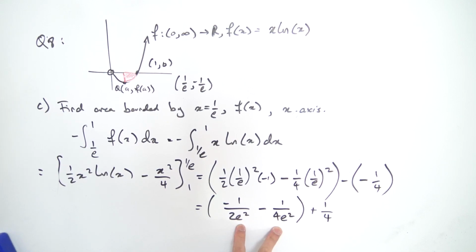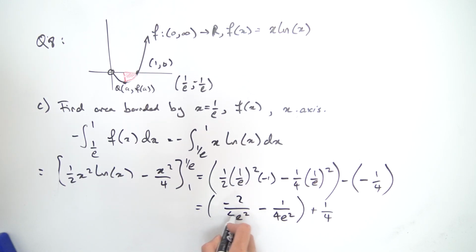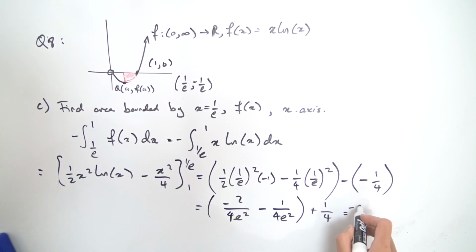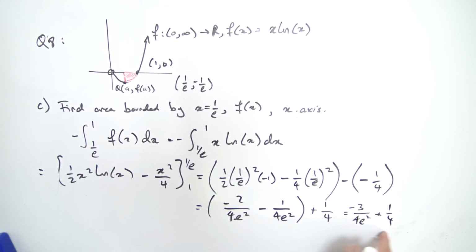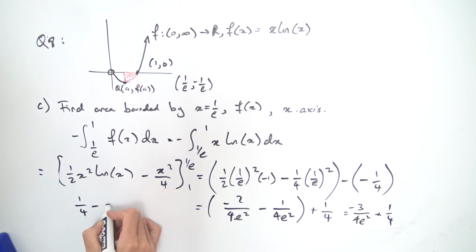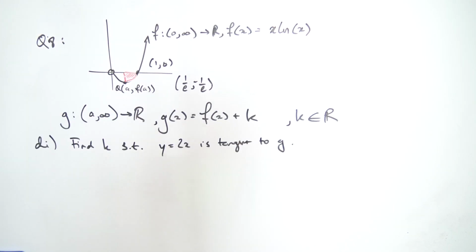Okay, let's try to combine these two fractions together. Notice that we can multiply the top and bottom by 2, which gives us 2 over 4. And we're left with -2 minus 1, which is a -3. So this is -3 over 4e squared plus 1/4. And you can switch these around to make it look a bit nicer. So the final answer is 1/4 minus 3 over 4e squared. And that should be your area.